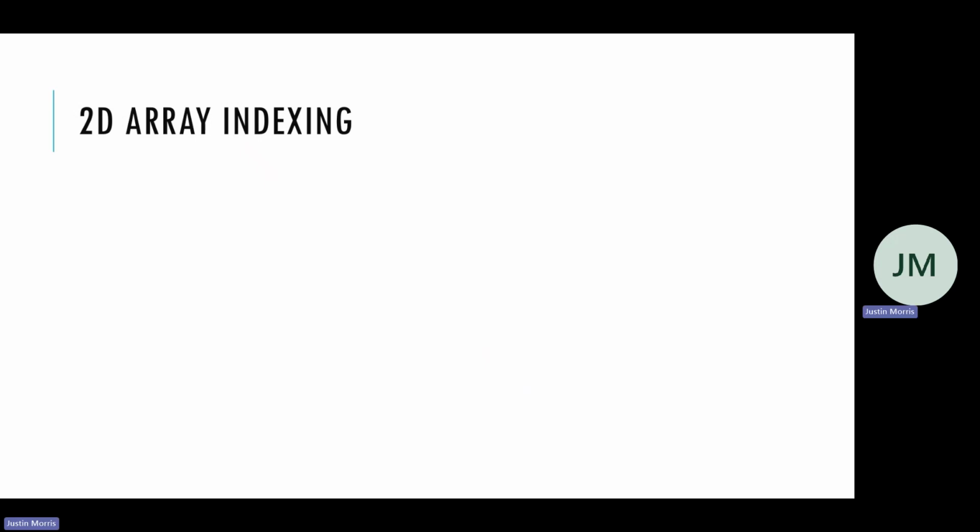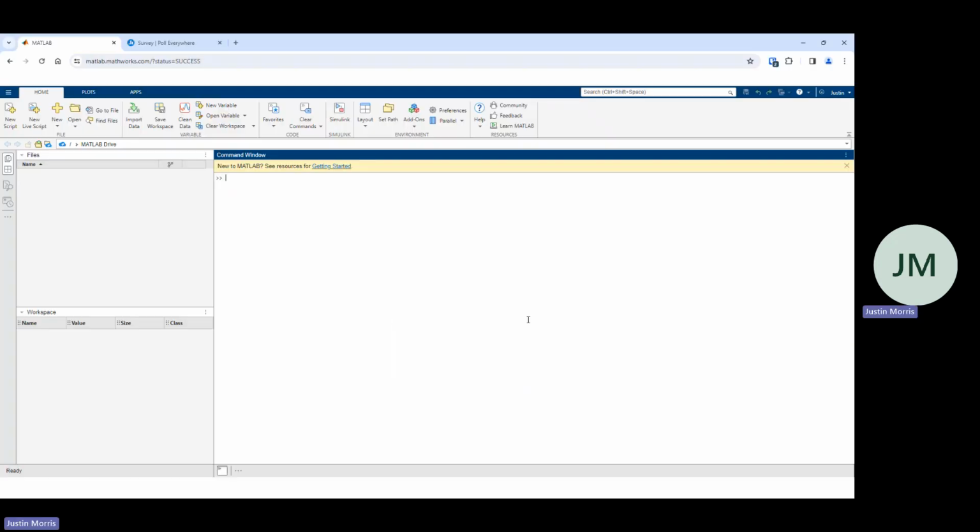All right, so 2D array indexing. This part, I'm mostly talking about using arrays to index into arrays, right? We learned about that with the previous lab as well as 1D arrays, right? So in the same way, 2D array indexing with arrays works exactly the same. So let's see.